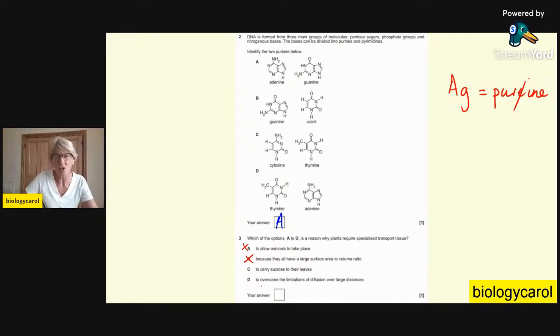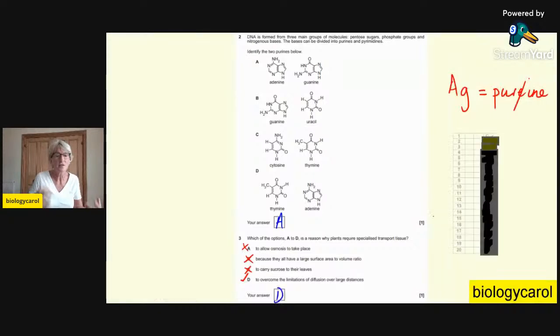And I think D says to overcome, oh, I now can't remember. Hold on, let's see. To overcome the limitations of diffusion over large distances. Well, this is the correct answer. They don't have transport tissue only to carry, is it solutes? Sucrose to the leaves. Well, sucrose isn't carried to the leaves, it's transported from the leaves.